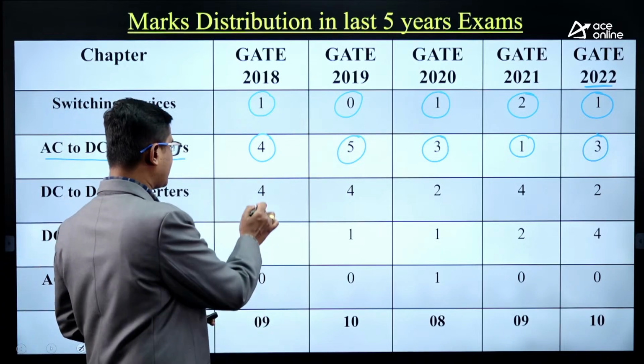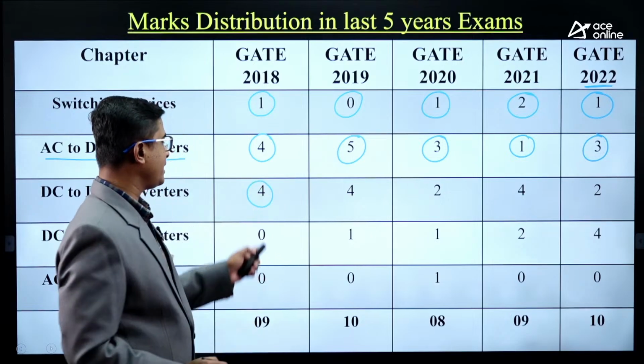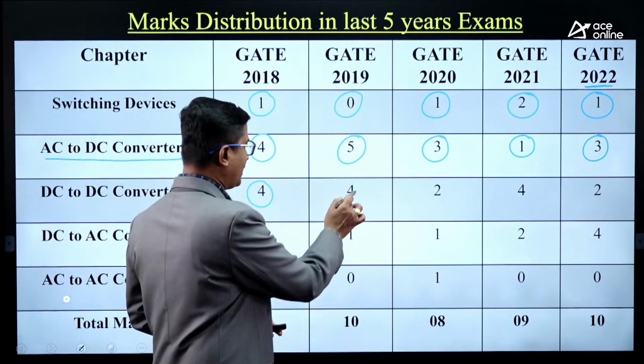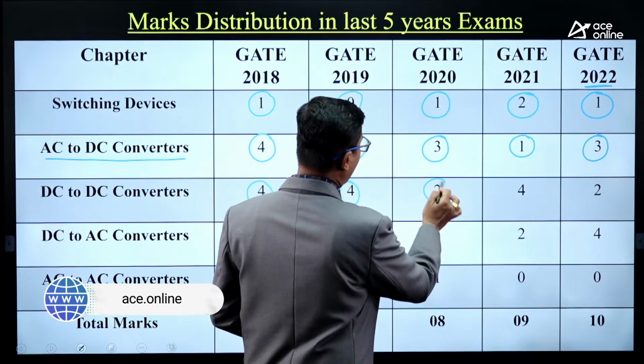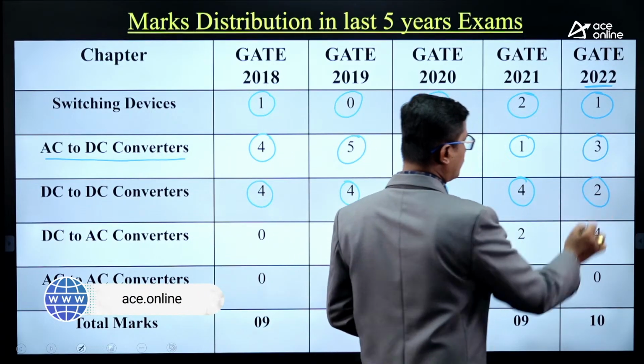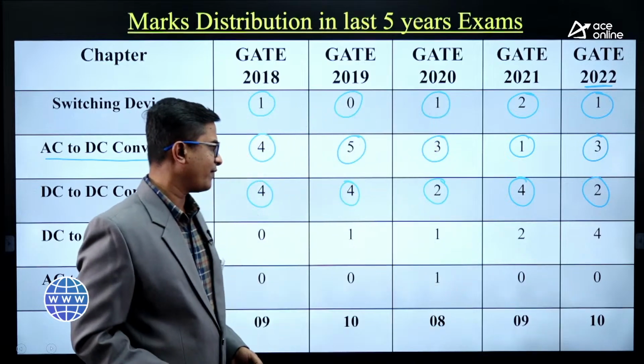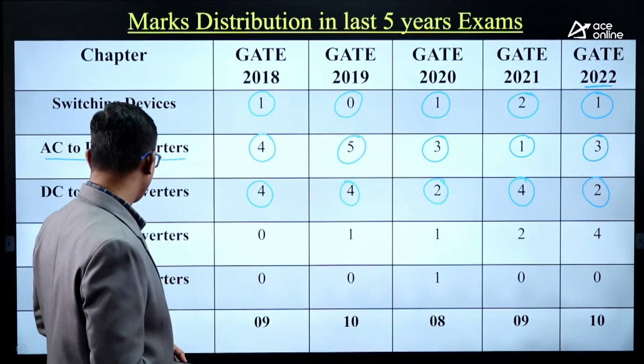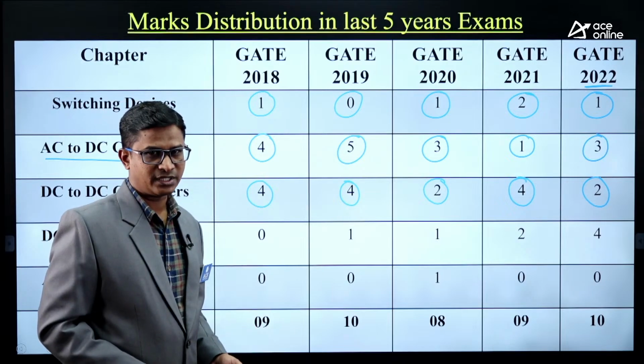Similarly, the weightage for the third chapter: GATE 2018, 4 marks. 2019, 4 marks. 21, 4 marks. 22, 2 marks. So roughly you can find the average weightage. And similarly for the remaining 2 chapters I have shown here.